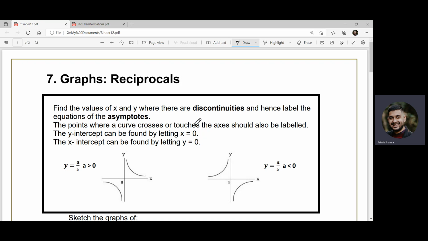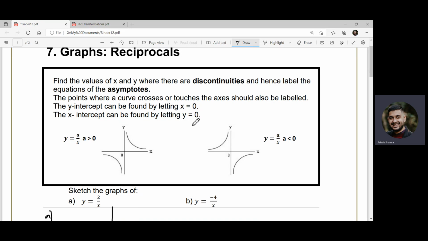Reciprocal graphs are quite interesting in the fact that they sort of have like a break in the middle of them. Okay, so there are areas of the graph which don't really exist for certain values of x and y. And it's really important that you understand that. So when we are asked to sketch a reciprocal graph, it's really important to find out where these discontinuities are. Discontinuities basically means areas where the graph does not continue.